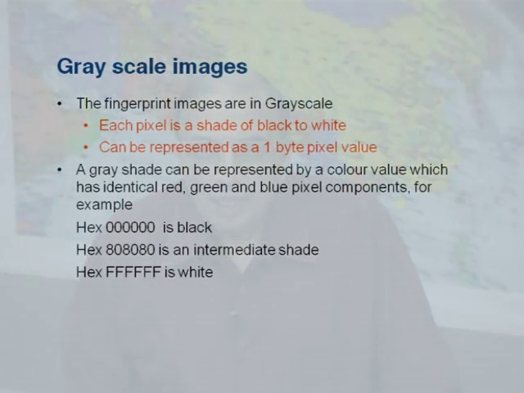Suppose we had grayscale images. I had mentioned last time that a grayscale image is nothing but a black and white image. Incidentally, fingerprint images are all grayscale images. So each pixel is a shade from black to white. It is not pure black and white. A pure black and white image is called a monochrome or monotone image, that means either black or white. Every pixel has only two colors. But a grayscale image has shades of gray, shades of white, shades of black. And grayscale can be represented as a 1-byte pixel value internally. So the numerical value associated with a pixel can be between 0 and 255. It adequately represents a grayscale image.